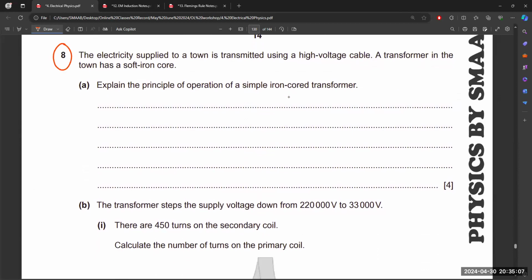Okay, question number 8 is related to transformers. Basically, a transformer is used to convert voltage from high to low or low to high. If you want to increase the voltage, that is called a step up transformer, and when we decrease the voltage, that is called a step down transformer. So let's see what the question is.